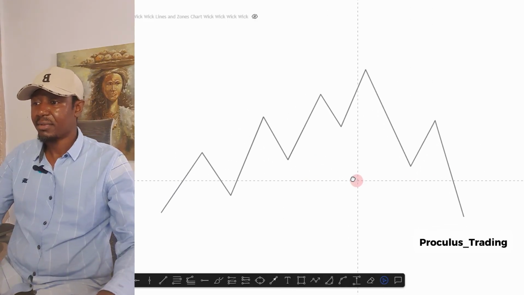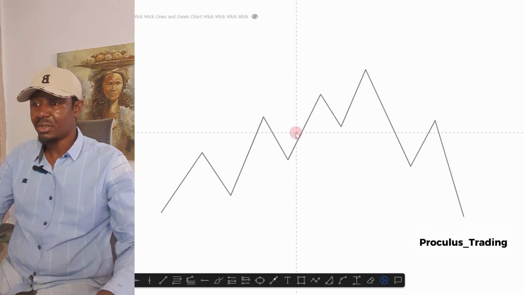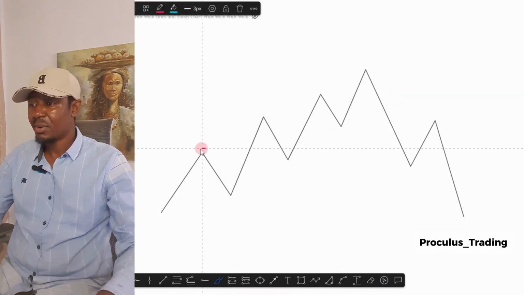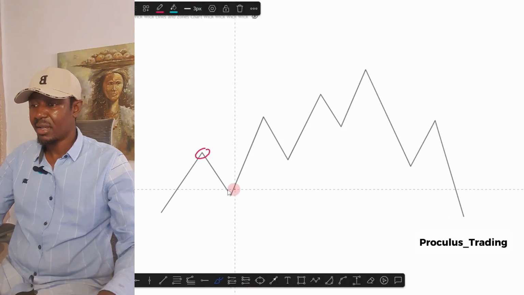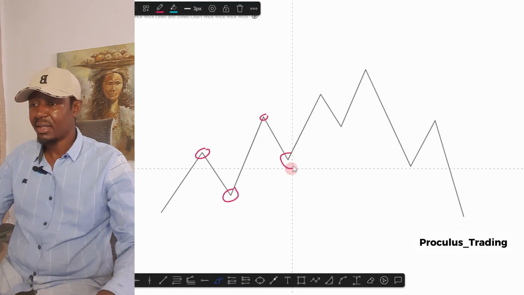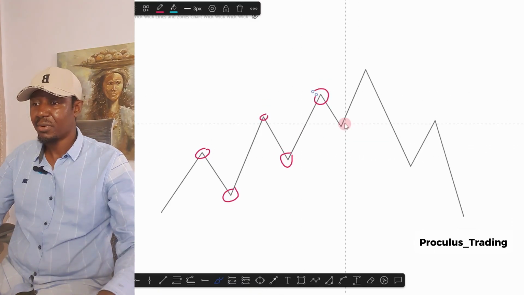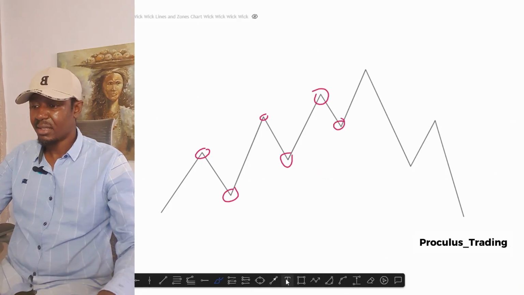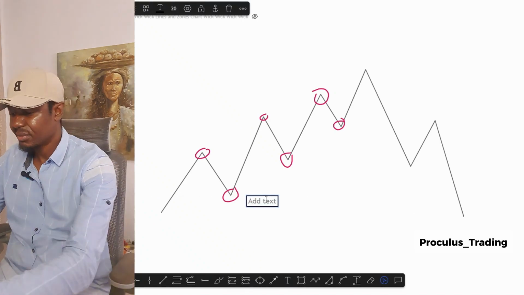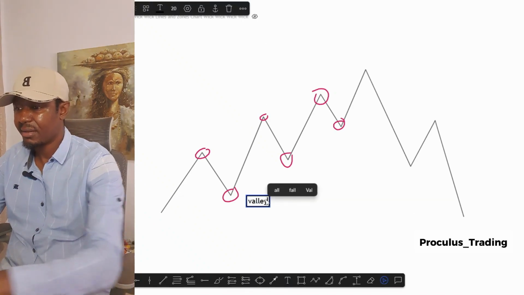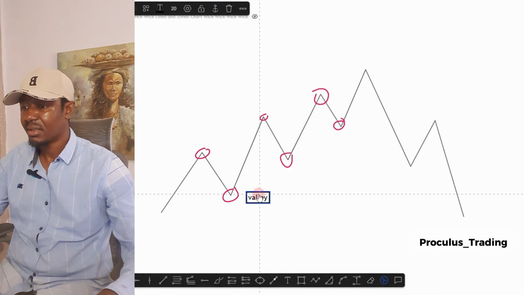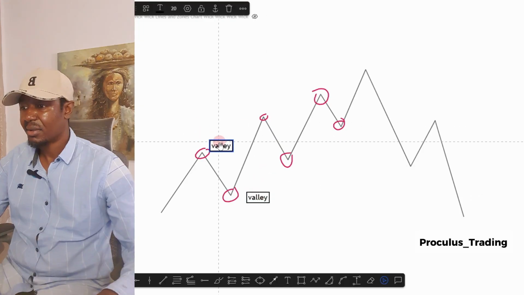So now what do we have? We can see all this price action going to the upside and to the downside. Here, this is what I'll call a peak. Here I'll call a valley. Here I'll call a peak. Here I'll call a valley, and so on and so forth. Let me just put this right here for illustration. A valley, and then I'm going to call here a peak.